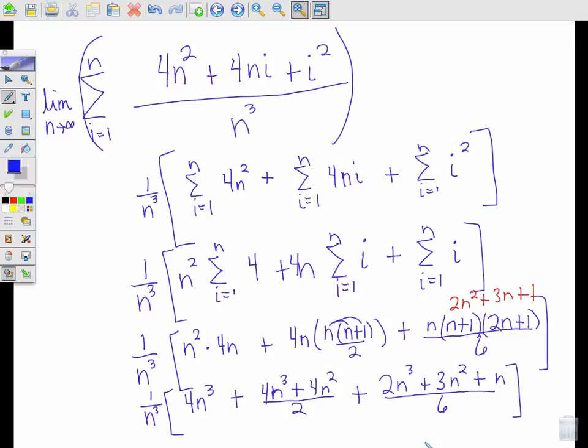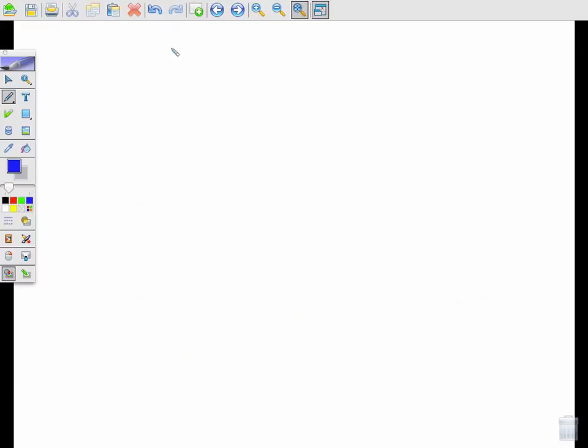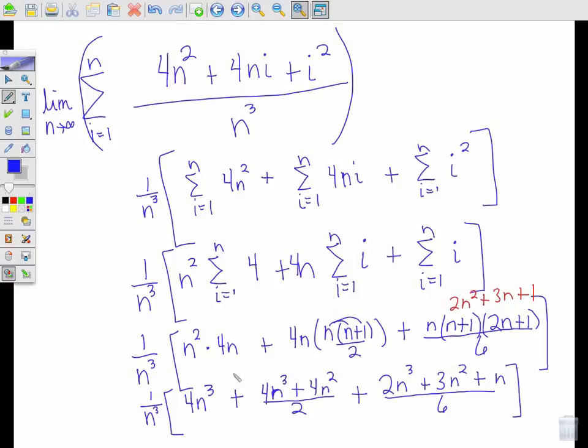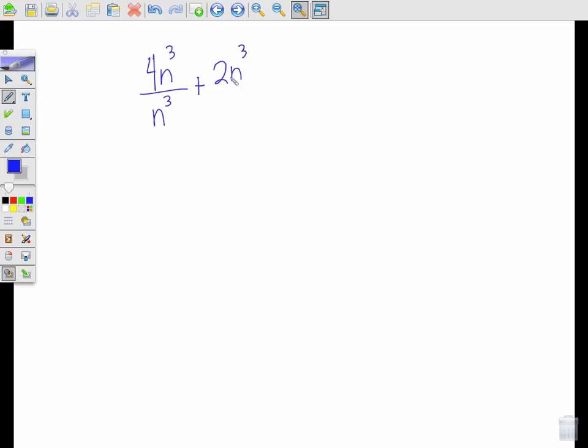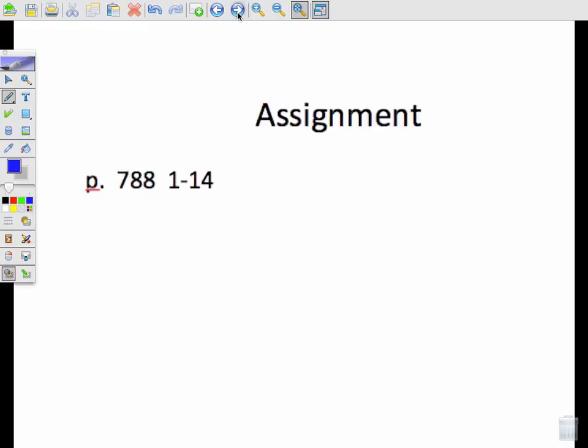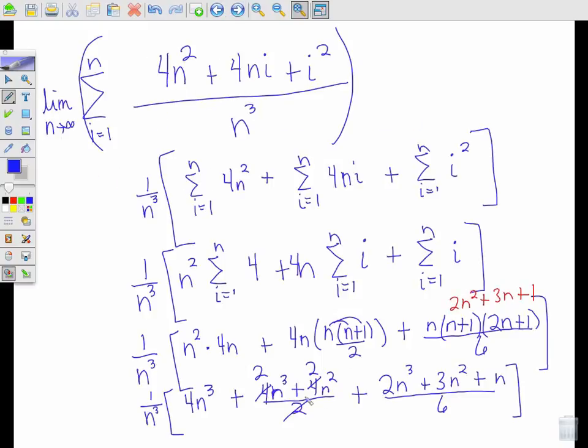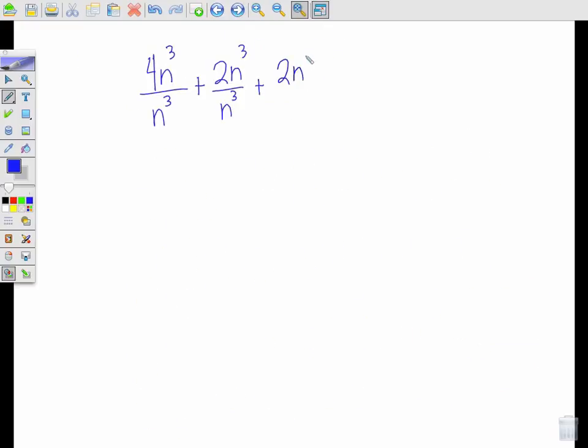Okay, so let's go ahead and distribute this 1 over n to the third. That would be 4n to the third over n to the third. Again, I'm leaving this alone temporarily. So 4n to the third over n to the third. And then here I'm going to cancel this 2 with both of those 4s, so they're 2s. So it's 2n to the third over n to the third. And then I've got, again, another 2, but this is 2n squared over n to the third.